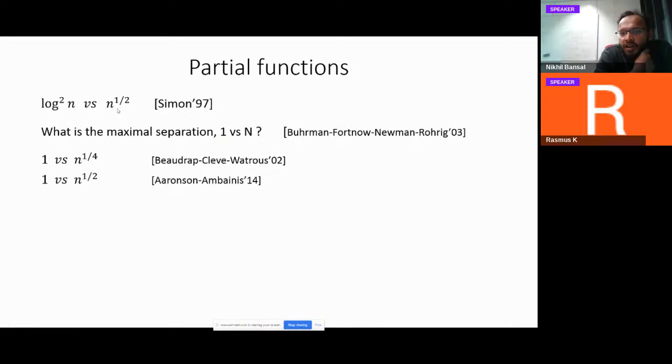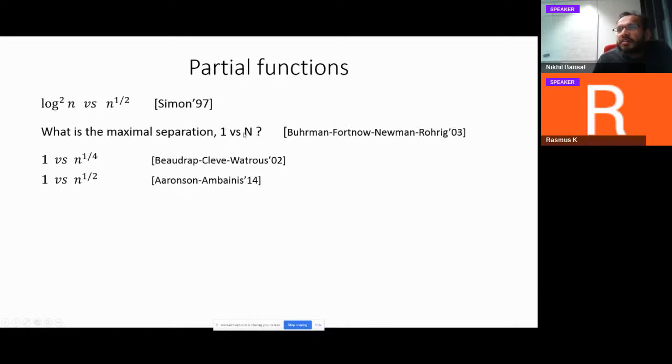Okay, and there has been a long line of work making this separation further and further. And at one point, Buhrman, Fortnow, Newman, and Röhrig conjectured, can we get even a maximal separation of 1 versus n? Notice you never need more than n queries, so this is really the worst possible separation. Quantum, you just need 1, and classically you need almost n queries.